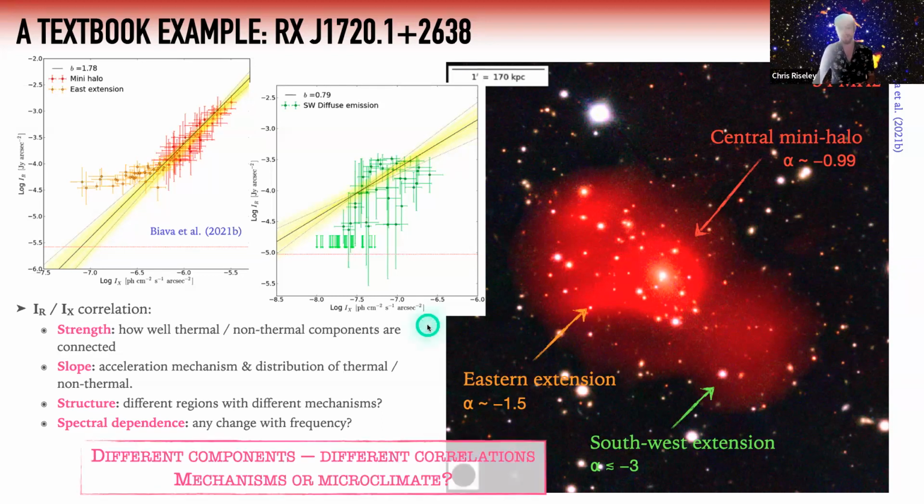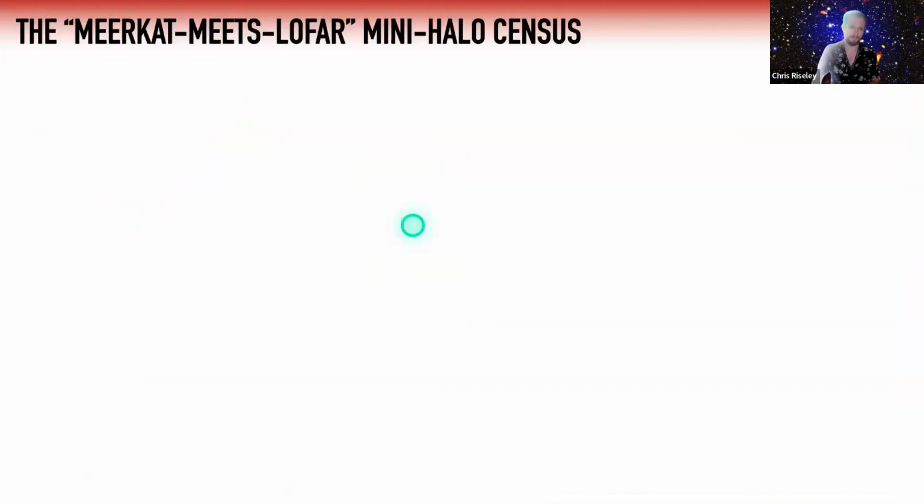And so one of the things that Nadia found in RxJ1720 is these different components show remarkably different correlations. But one of the unresolved questions is whether this is actually genuinely different physical processes going on in those regions, or are we talking about different microclimates? So delving into the MeerKAT meets LOFAR mini halo census, this is how we answer this question. We take a statistical sample of mini halos and we study them with exquisite multi-wavelength broadband data, uniformly selected.